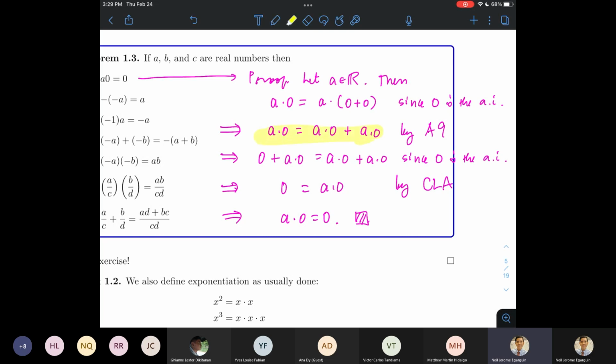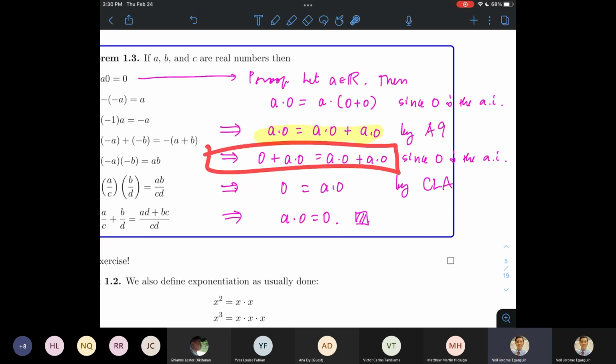If you are at this line, at the highlighted line, you can just add negative A times 0. Or you can add to both sides of that highlighted equation the additive inverse of A times 0. Right? Because we know A times 0 is a real number, so it has an additive inverse. Let's call its additive inverse negative A times 0. Add it to both sides, and this will be zero, because you will have A times 0 plus the additive inverse of A times 0. You will end up here.